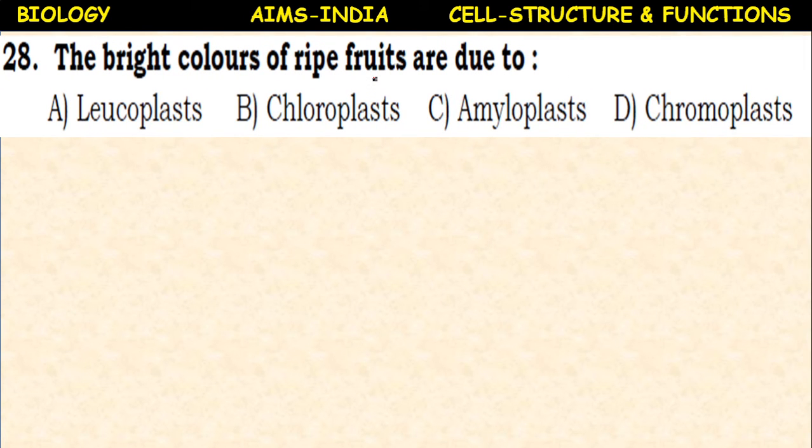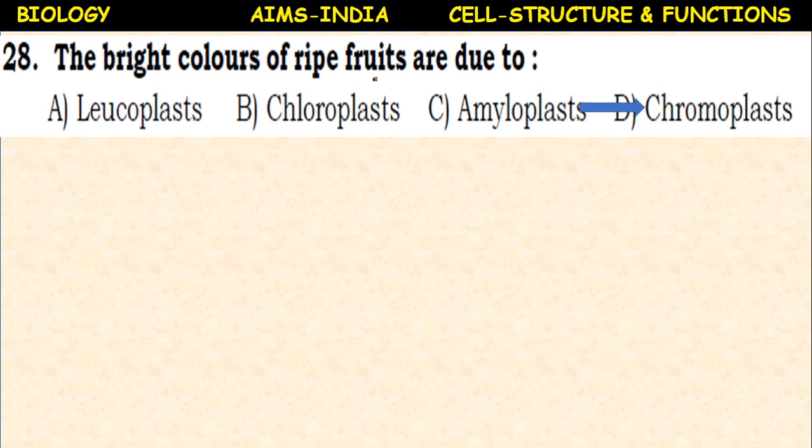Next, the bright colors of ripened fruits are due to which plastids? Leucoplasts, chloroplasts, amyloplasts, chromoplasts. Chroma means colors, so they are colored plastids. Different colors of pigments are present, for example, yellow pigment xanthophylls, red color pigments carotenoids, like that. The different colored pigments are present in the plants.